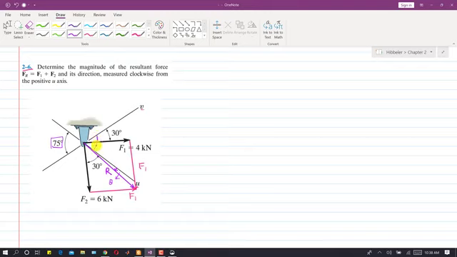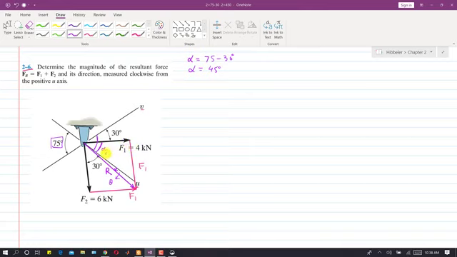So if this is 75, then let's suppose this is some angle. What will be this angle? Let's suppose this angle is alpha. So alpha will be equal to 75 minus 30 degrees, so this will become 45 degrees. So the angle between F1 and the u-axis is 45 degrees. We have determined this.